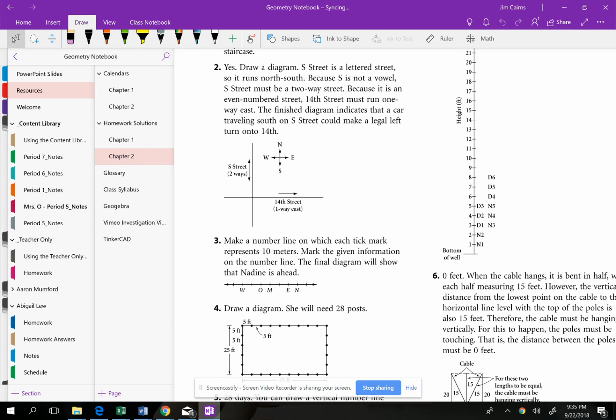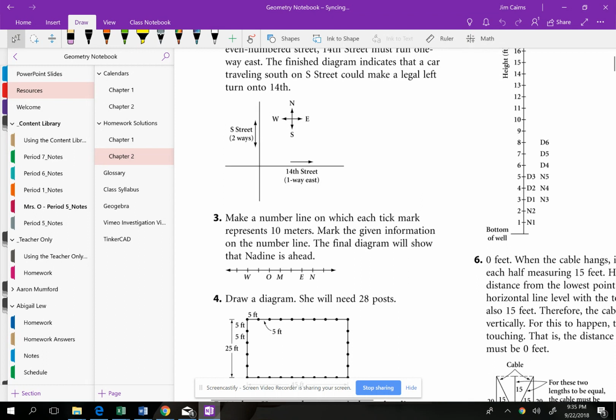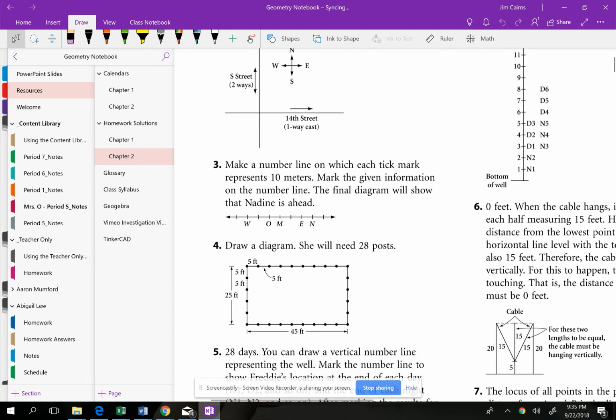S Street is a lettered street, so it runs north to south. S Street must be a two-way street. Because it is an even-numbered street, 14th Street must run one way east. The finished diagram indicates that a car traveling south on S Street can make a legal left turn onto 14th.